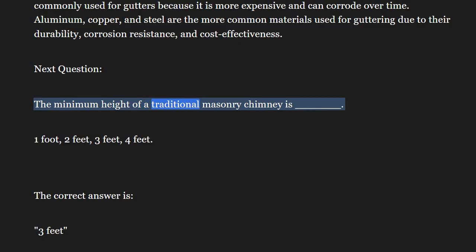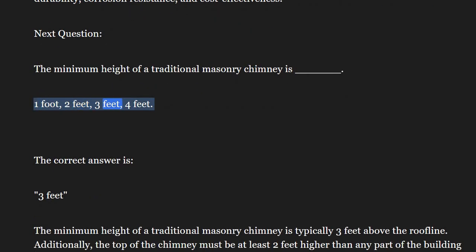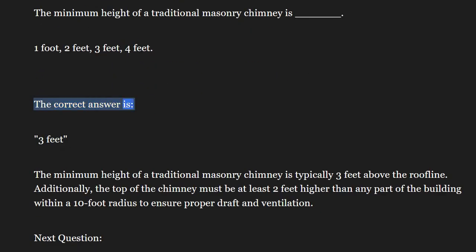Next question. The minimum height of a traditional masonry chimney is 1 foot, 2 feet, 3 feet, 4 feet. The correct answer is 3 feet.